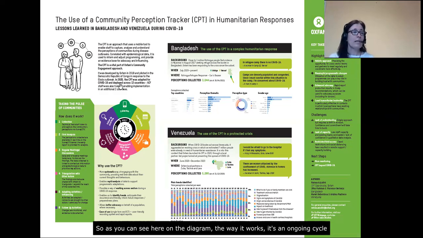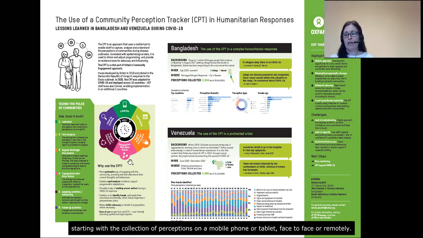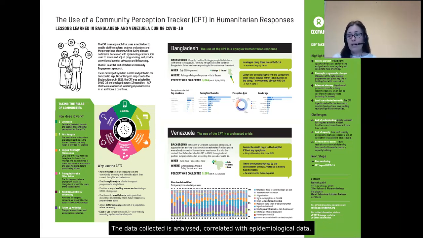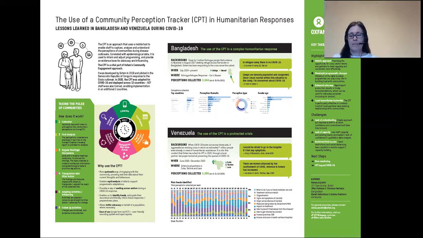As you can see here on the diagram, it's an ongoing cycle. Starting with collection of perceptions on a mobile phone or tablet, face-to-face or remotely, the data collected is analyzed, correlated with epidemiological data, and then used to make meaningful adaptations to programs and also to provide an evidence base for advocacy and influencing. You can see the individual steps of the process in the diagram here.